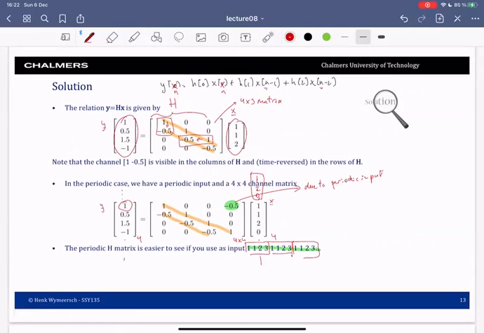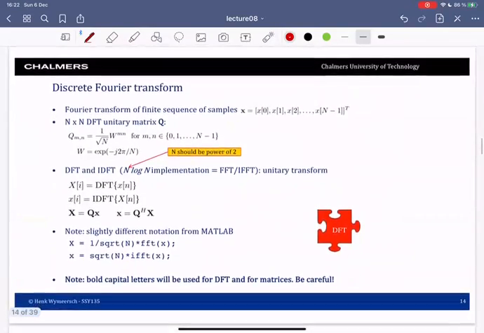Now, these matrices have a special name, so this is called a Toeplitz matrix. And this is called a circulant matrix. And it's called circulant because you see each row or each column is just a shift of the previous or following row or column. Good, I think it's time for a break, so then we will continue back later with the discrete Fourier transform.